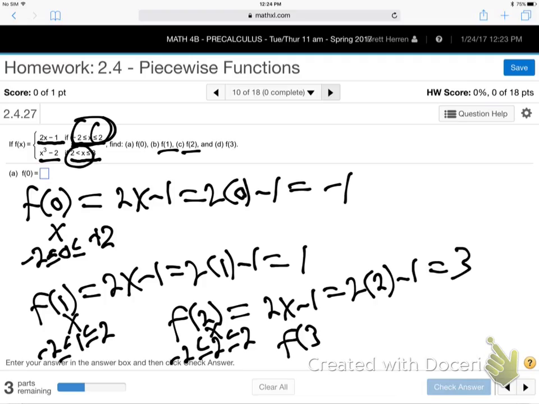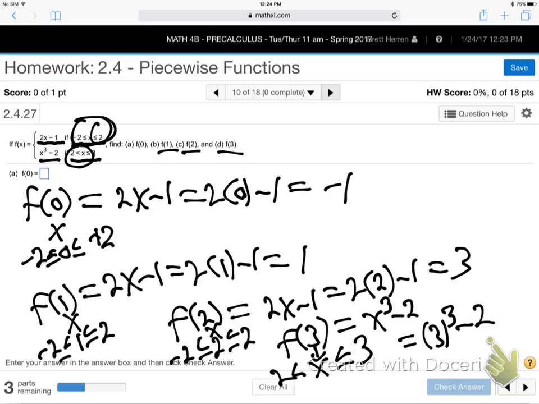And then lastly, they ask what's f of 3. Now which function? I'm going to plug into the bottom one now, huh? Because the x value of 3 is between 2 and 3, including the 3. So plug into the top one, which is the bottom one, sorry, which is x cubed minus 2. And so that's 3 cubed minus 2, which is 27 minus 2, 25.